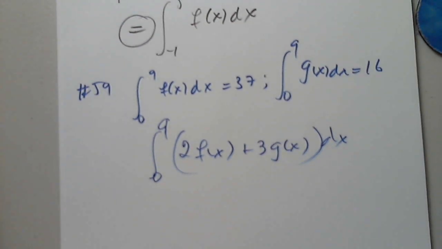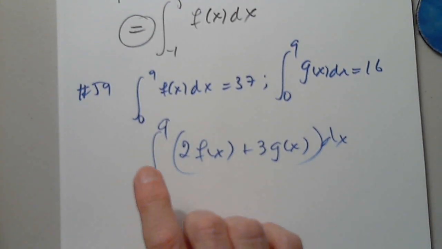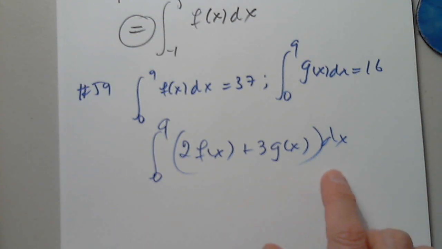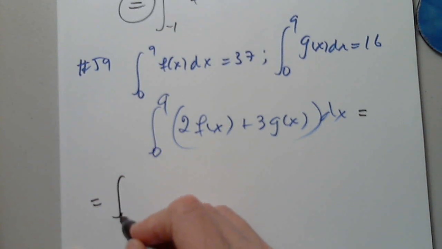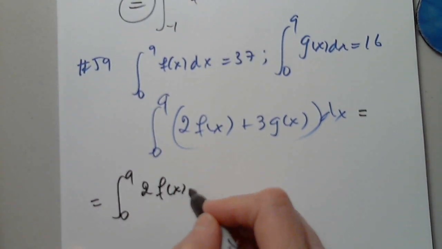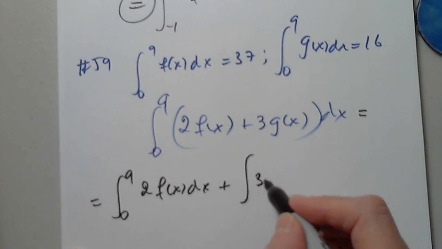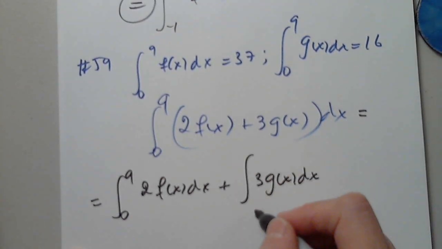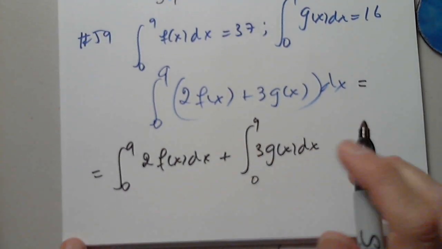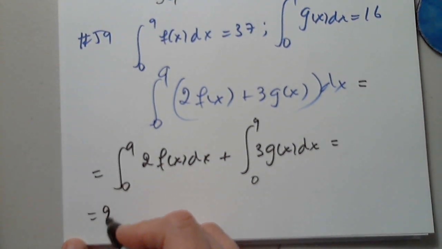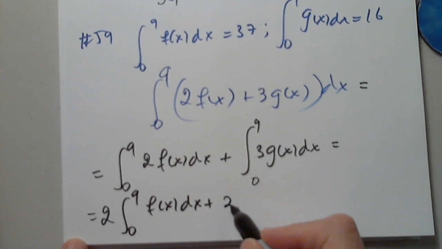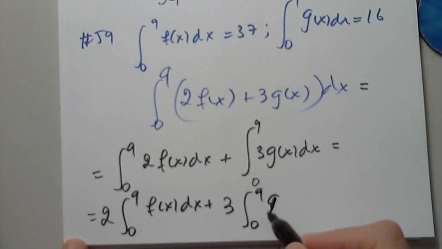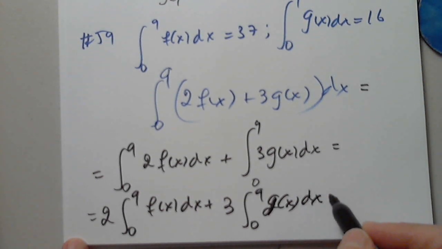Other properties we're using here. Good. So how do I write this integral? Well, I have the integral from 0 to 9 of twice f of x dx plus the integral of 3 g of x dx, of course, from 0 to 9. But I can also write 2 times the integral from 0 to 9 of f of x dx, plus 3 times the integral from 0 to 9 of g of x dx.